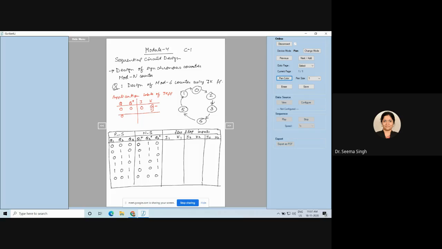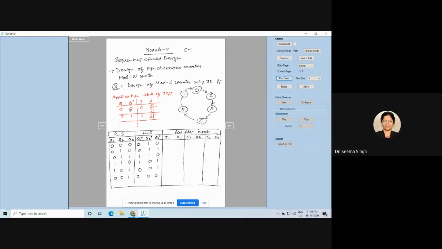Now, next, if Q was 0 and Q plus is 1, what is the possibility? J is 1. If J and K both are 1 and 1, it is a toggle state, right? So 0 to 1 it will become, that is one possibility. The second possibility also is there. If it is 1 and 0, then it is a set state, and then also your next state will be set to 1. So this will be 1 and don't care.